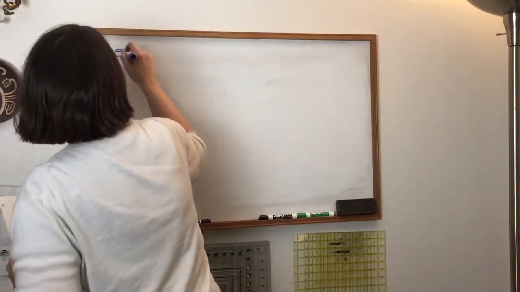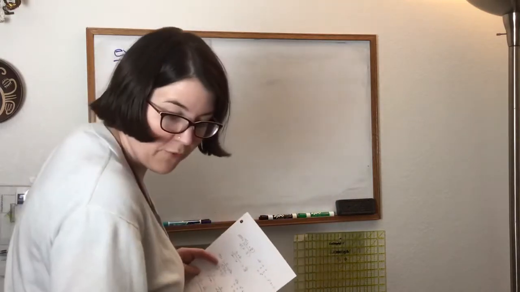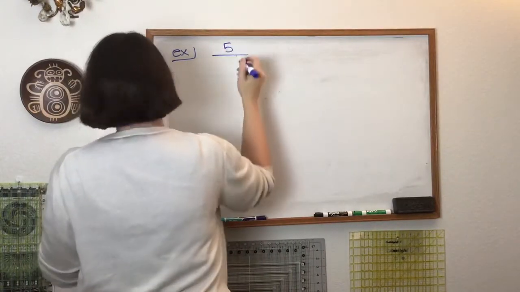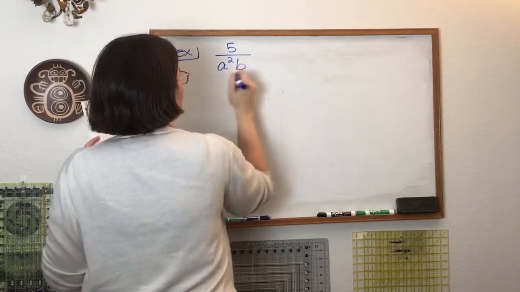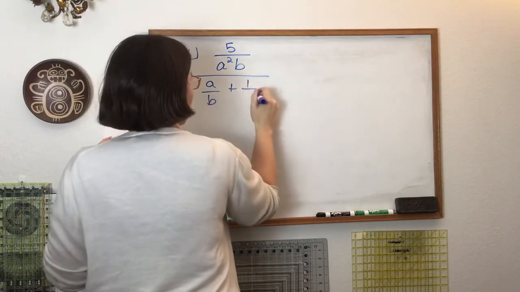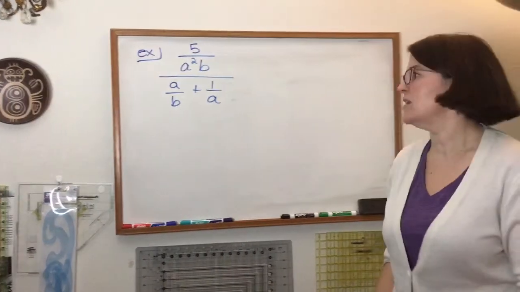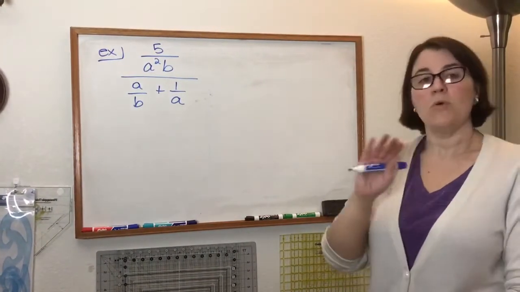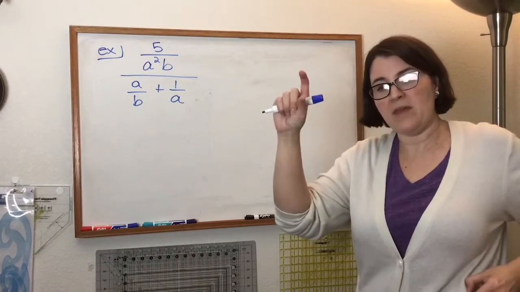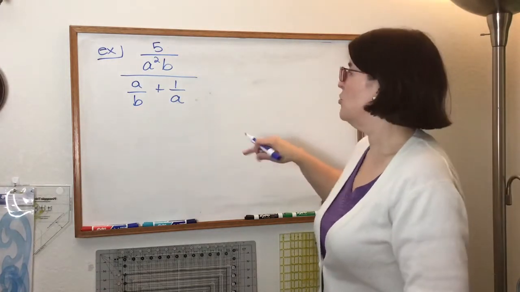All right, next one. So I think I'm going to do one more in my notes section, and then I'm going to pull a couple from the worksheet to do together. All right, this one says 5 over a squared b divided by a over b plus 1 over a. Okay, now, most people when they see a problem like this would immediately skip it because it looks absolutely disgusting. But what we're going to do is find the LCD, multiply the top through by the LCD and the bottom through by the LCD, and we will eliminate every single fractional piece.